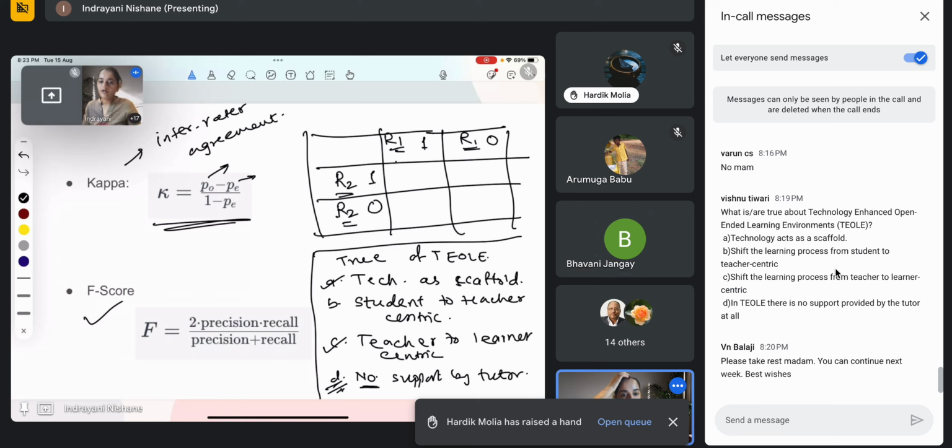Yeah. And option C is always correct, because we are shifting the learning process from teacher centric to learner centric by using these open-ended learning environments.